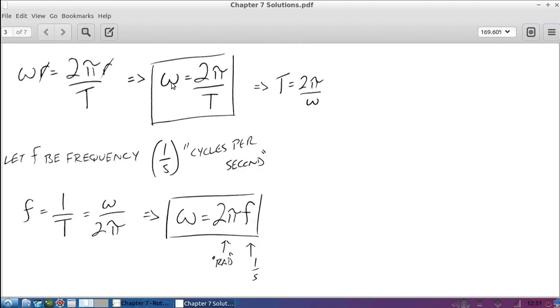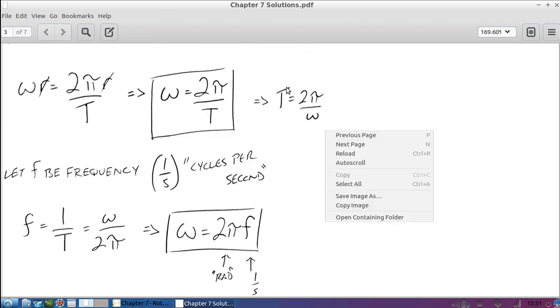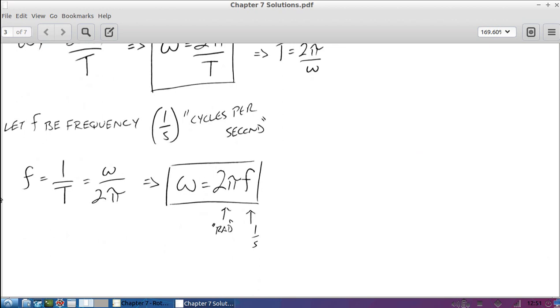So angular frequency is basically our angular velocity in radians per second. This is our linear frequency in cycles per second, 1 over seconds. We also refer to it as hertz, named after Heinrich Hertz. So that would be a capital H, lowercase z. But we'll stick with 1 over seconds just so they agree with our units already. So if the frequency is cycles per second, then it's the inverse of the period of the object's motion.